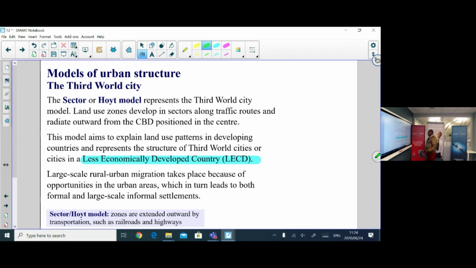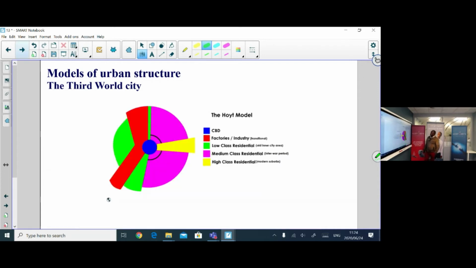The Hoyt model describes zones which are extended outward by transportation such as railroads and highways. All right, let's look at this diagram that we have here that is describing the model. So the model looks like this.